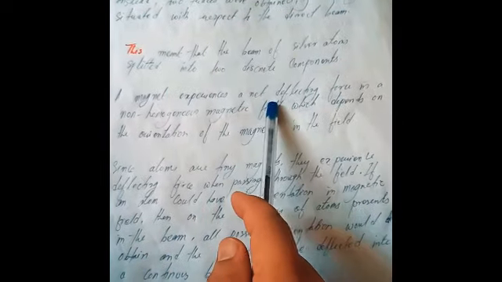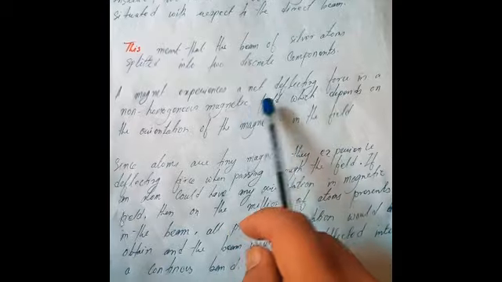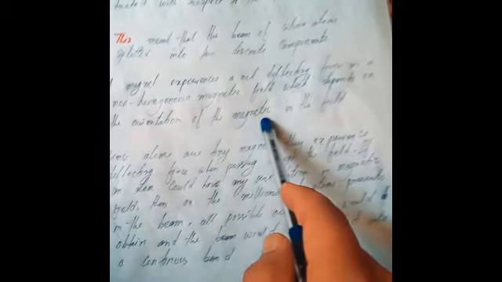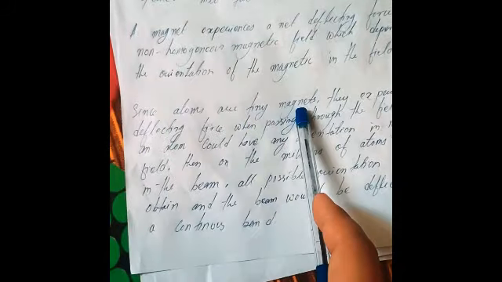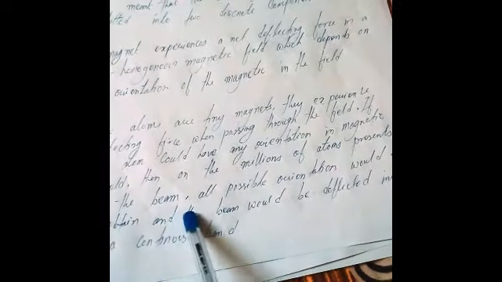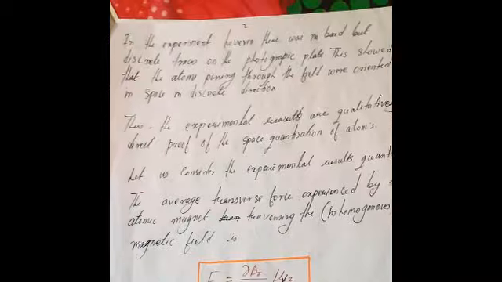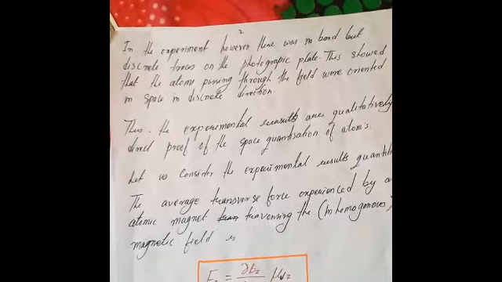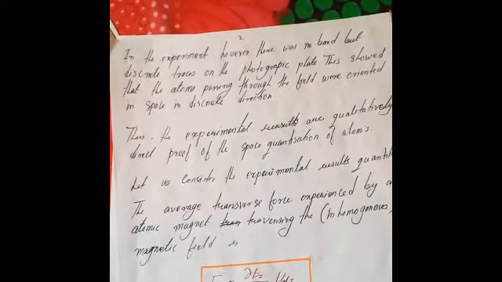A magnet experiences a net deflecting force in a non-homogeneous magnetic field, which depends on the orientation of the magnet in the field. Since atoms are tiny magnets, they experience a deflecting force when passing through the field. If an atom could have any orientation in the magnetic field, then among the millions of atoms present in the beam, all possible orientations would be obtained and the beam would be deflected into a continuous band. We see in the experiment, however, there was no band but distinct tracks on the photographic plate. This showed that the atoms passing through the field were oriented in space in distinct directions.